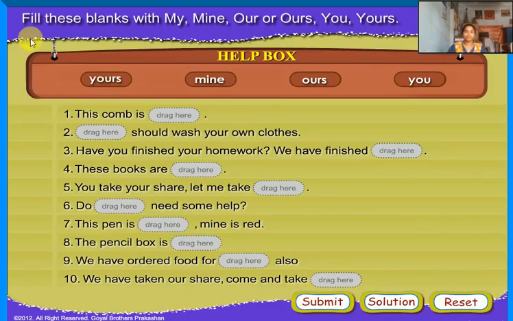Fill these blanks with my, mine, our, or ours, you, yours. This comb is dash. Mine. Dash should wash your own clothes. You. Have you finished your homework? We have finished. Dash. Ours. These books are dash.